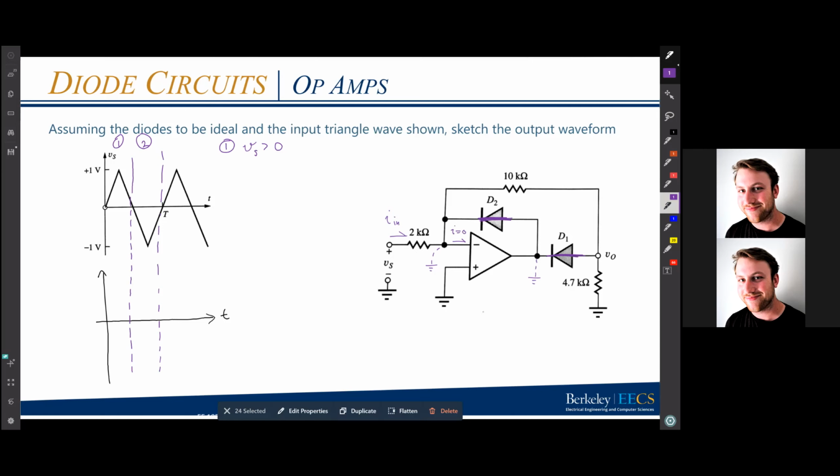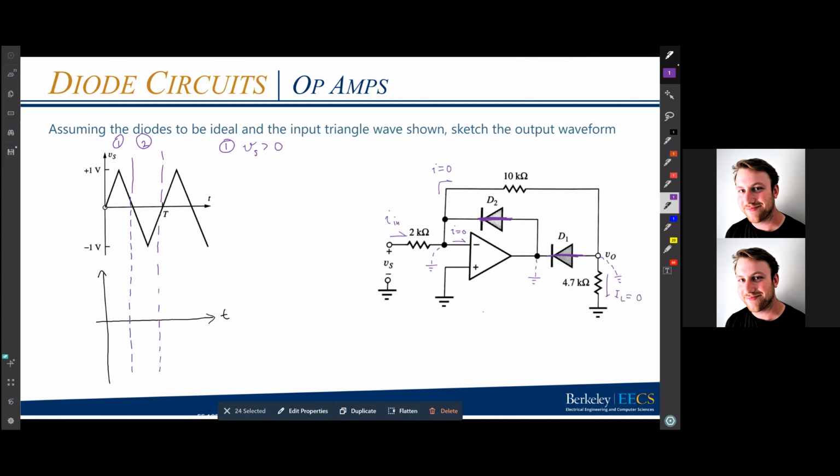I can see that VO is grounded, virtual ground, because the other side of D1 is virtual ground and D1 is a short in this assumption. If VO is ground, that means the load current here is 0, right? No voltage across the resistor. It also means that the current here is 0 because there's no voltage across the 10K resistor.